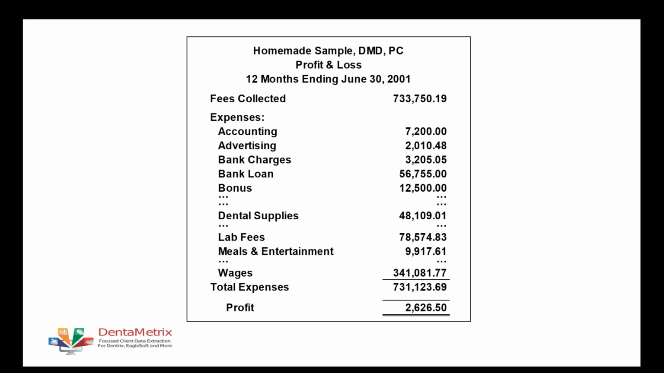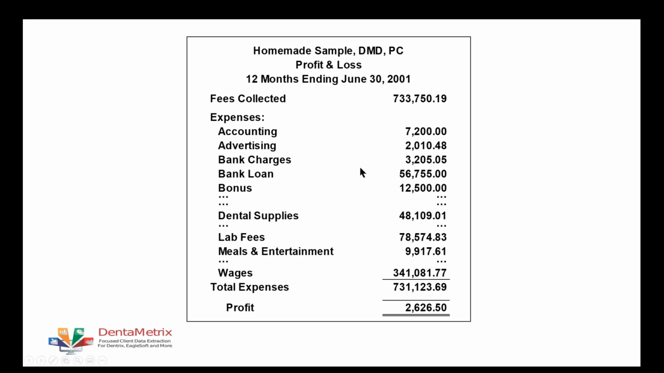All right, so let's look at a profit and loss statement, P&L. This is homemade sample DMD PC. A guy came into us with a box full of papers and his tax records to do a tax return, and he was kind of sheepish, and he said, you know, I haven't really paid any estimated taxes, but the good news is I'm only showing about $2,600 worth of profit down here. So I should be in pretty good shape. Wouldn't owe much in taxes anyway, so no harm done. So okay, well, that doesn't seem like much profit on $733,000 of collections. So that smells kind of funny.